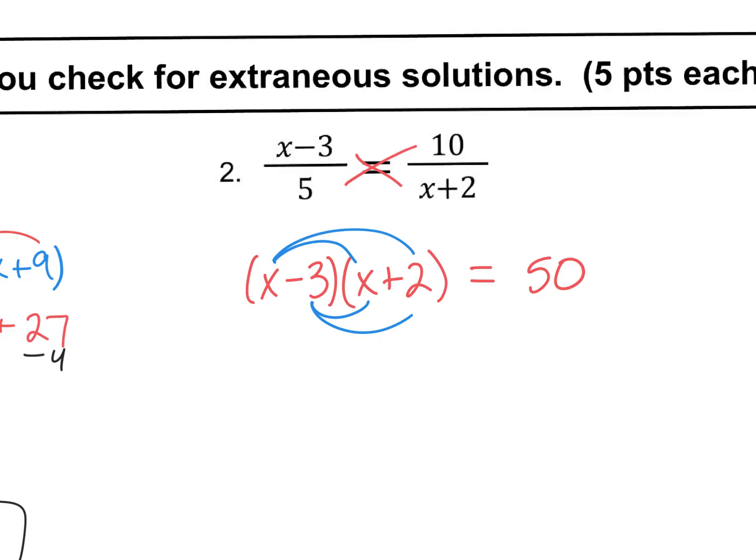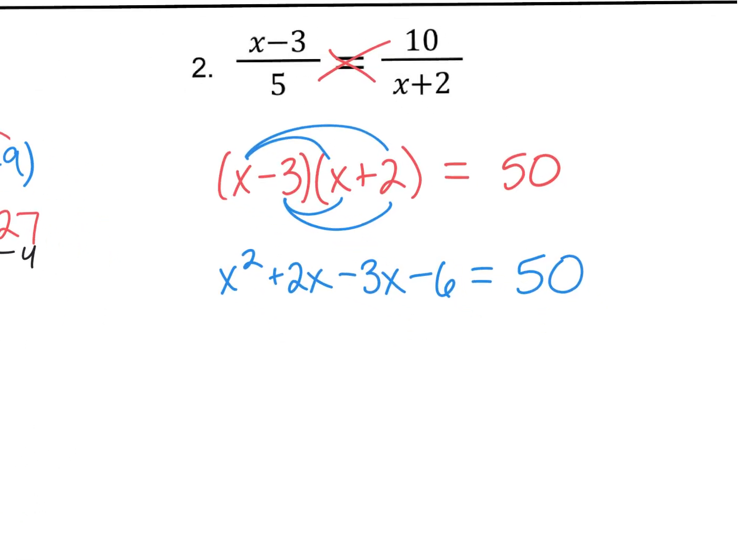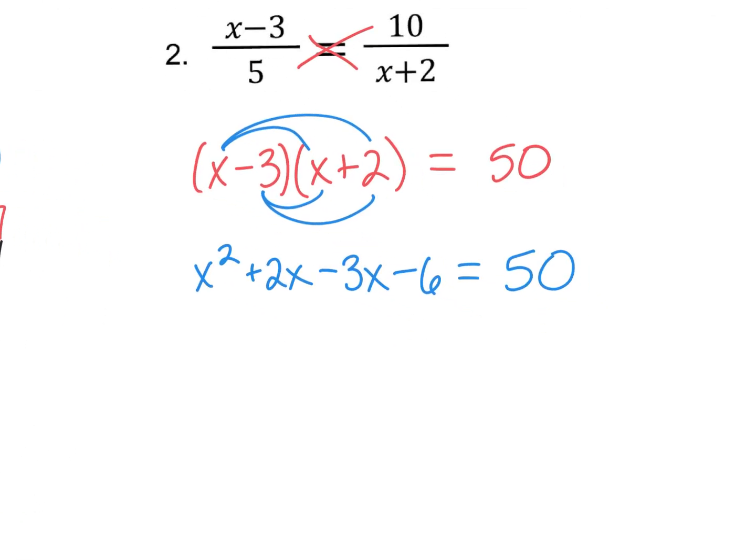What is x times x? X squared. X times 2? 2x. Negative 3 times x? Negative 3x. And negative 3 times 2. Now what? You add the 6? I wouldn't add 6 over. You've got to be careful. Combine like terms, then do the x method. So you've got to subtract 50 first.